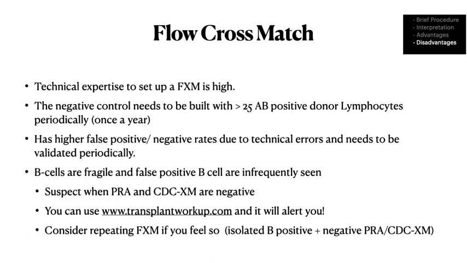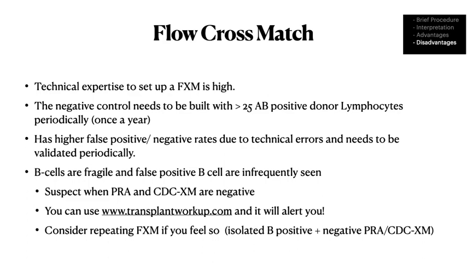The B cells are fragile and false positive B cells are infrequently seen. So you need to know the percentage of positive B cells in the presence of a negative PRA, negative SAB, and negative CDC cross match. This gives you an idea of your center's or your lab's false positive rate. It should not be very high. So you should suspect a false positive B cell when PRA and CDC are negative.